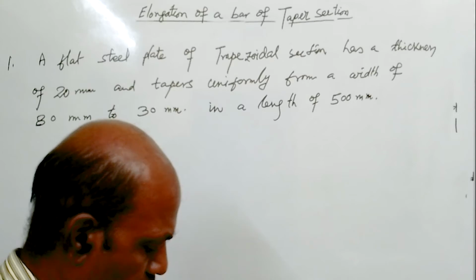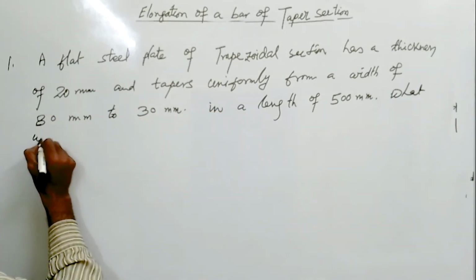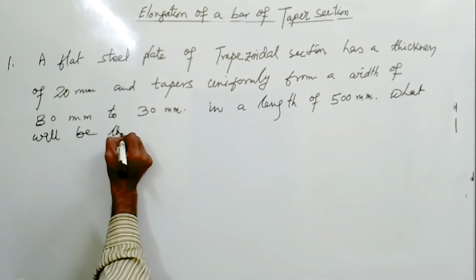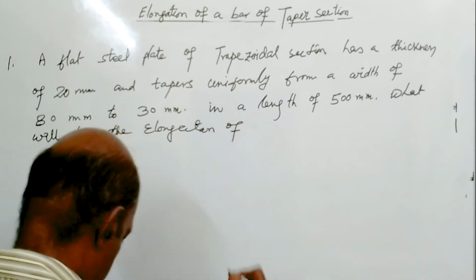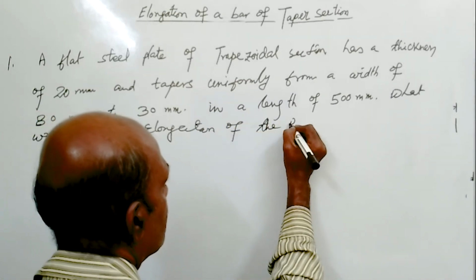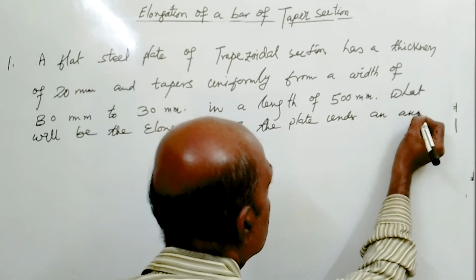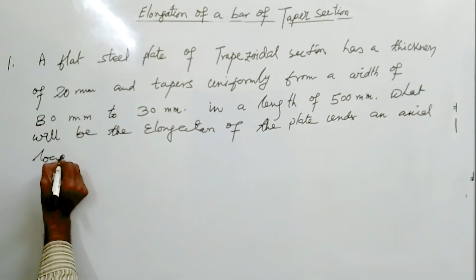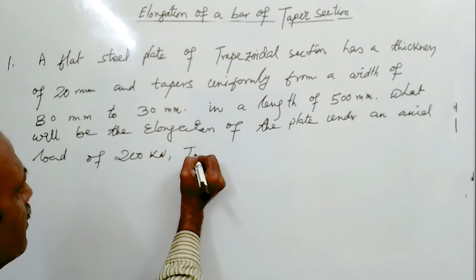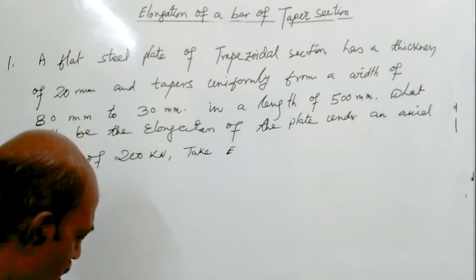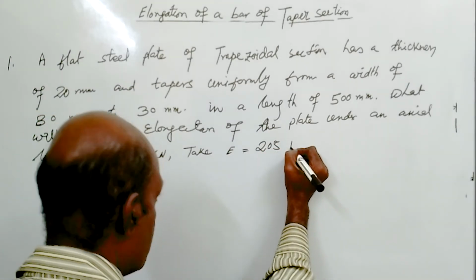What will be the elongation of the plate under an axial load of 200 kilonewton? Take E, Young's modulus of elasticity of the material, as 205 gigapascal.